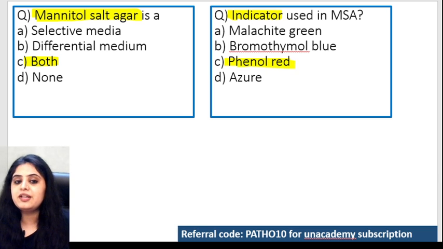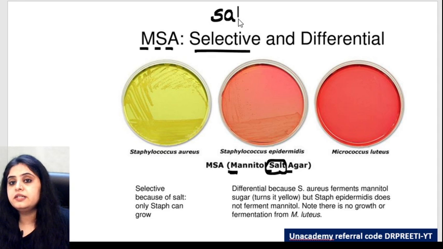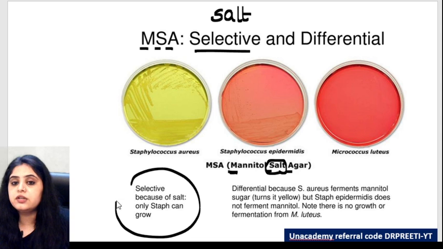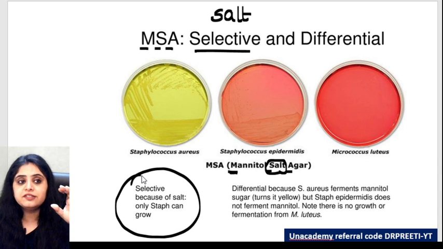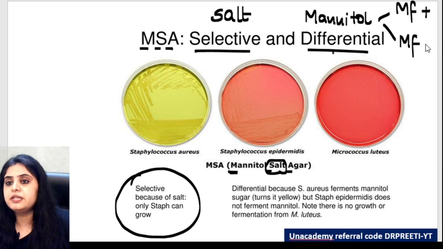So now let's study about MSA. Let's study about mannitol salt agar. First and foremost, the salt is what makes it selective. The salt in it makes it selective because selective is something which will selectively allow something to grow. So the salt only allows staph to grow. What makes it differential? Mannitol makes it differential because it differentiates whether mannitol fermentation is happening or mannitol fermentation is not happening.